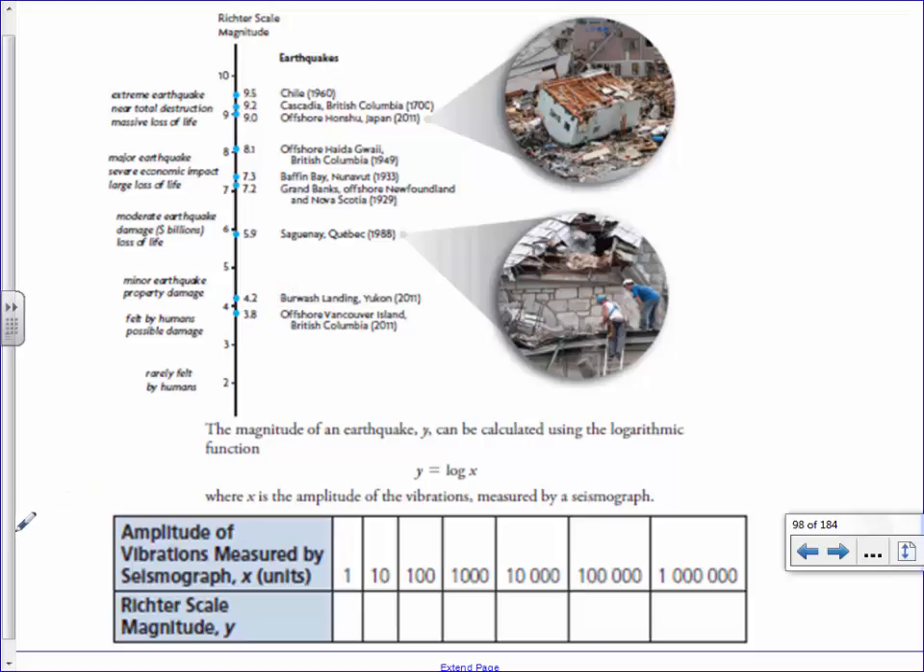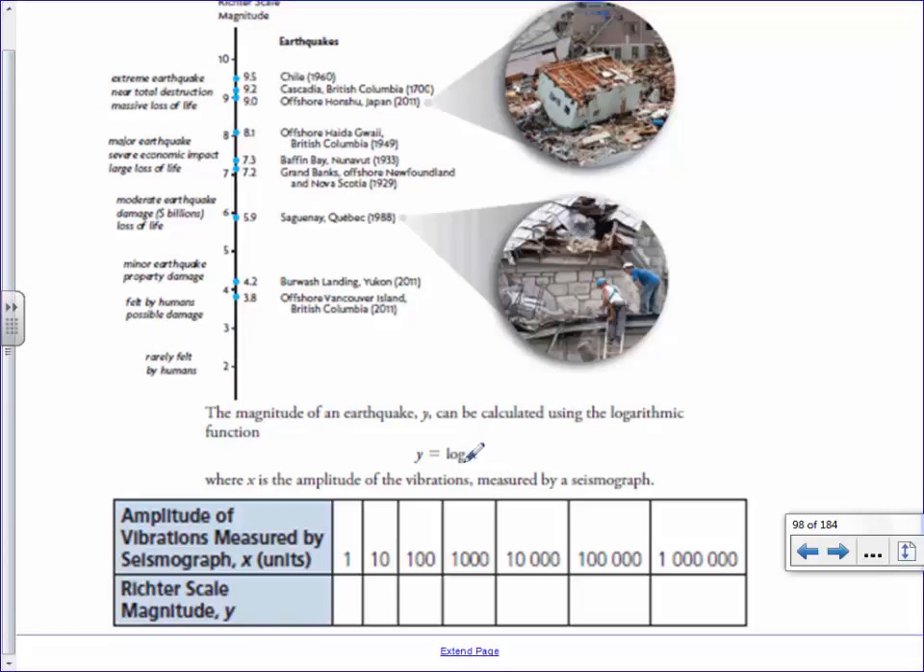Let me see if I can explain how this works. The formula is y equals log x. That's the formula we're going to actually start with today. And they use a little machine called a seismograph, which basically measures how strong the vibrations happen to be. Usually what you do is you start with the vibration with a base level of 1. Like 1 is kind of normal.